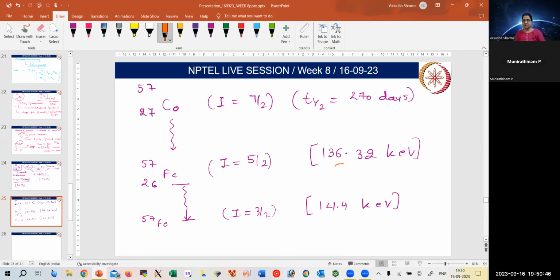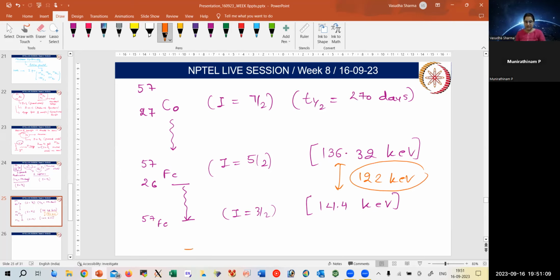Now the difference between these two is 122 kilo electron volt. We have already explained that for better line resolution, the energy gap has to be very minimum. If there is an energy gap of 122 kilo electron volt, we won't have any good spectra, and we won't be able to see anything. So this region does not come under Mossbauer spectroscopy.